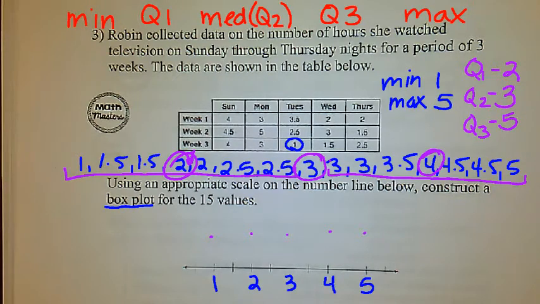Okay, so we connect our lowest with our Q1 and our highest with Q3. Then we draw a box from Q1 to Q3, and then a vertical line right there. And we have our box and whisker plot.